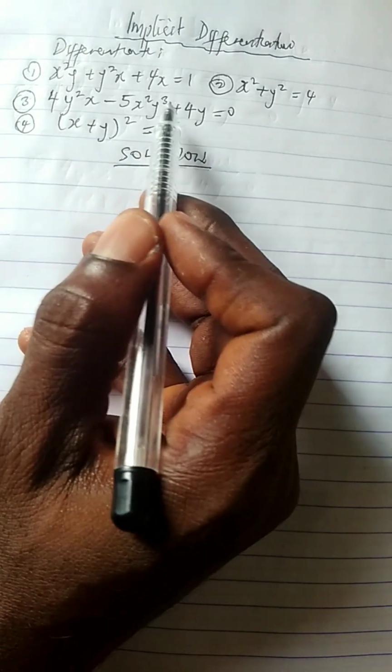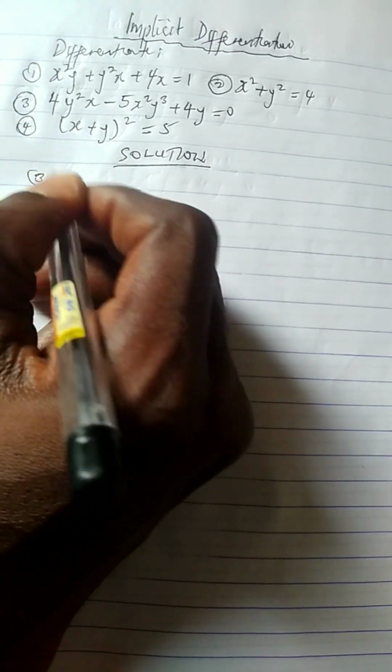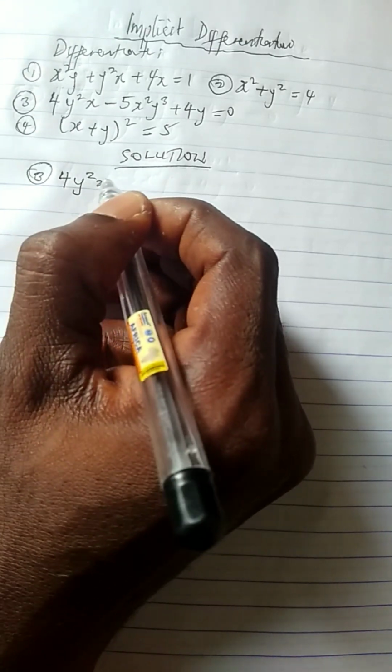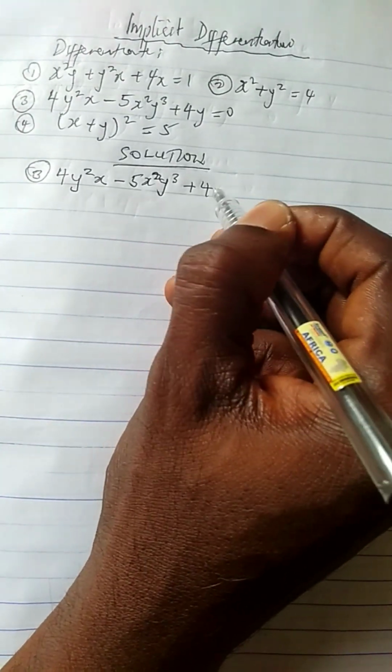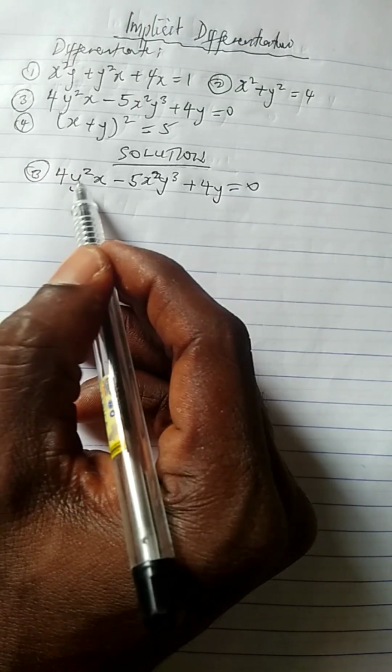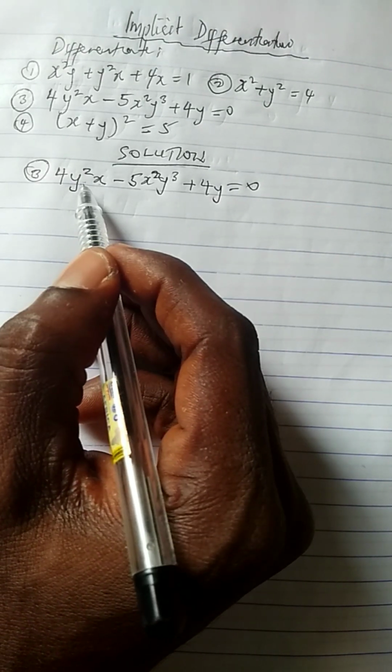Let's pick one of these four. I'll be leaving others for you to practice. So let's take number 3. In number 3, we have 4y²x − 5x²y³ + 4y = 0. Now, anytime we see x and y together, we take them as a product. Now in this product, we are applying the product rule.